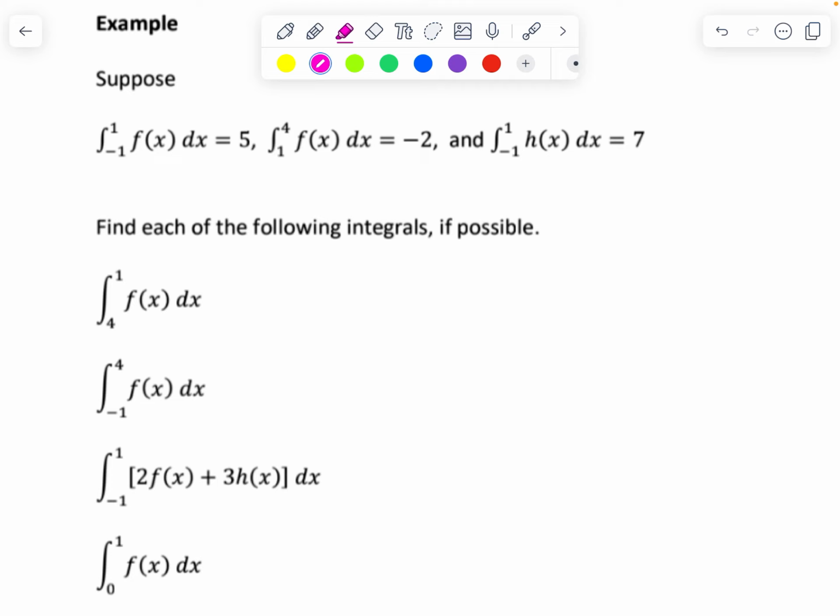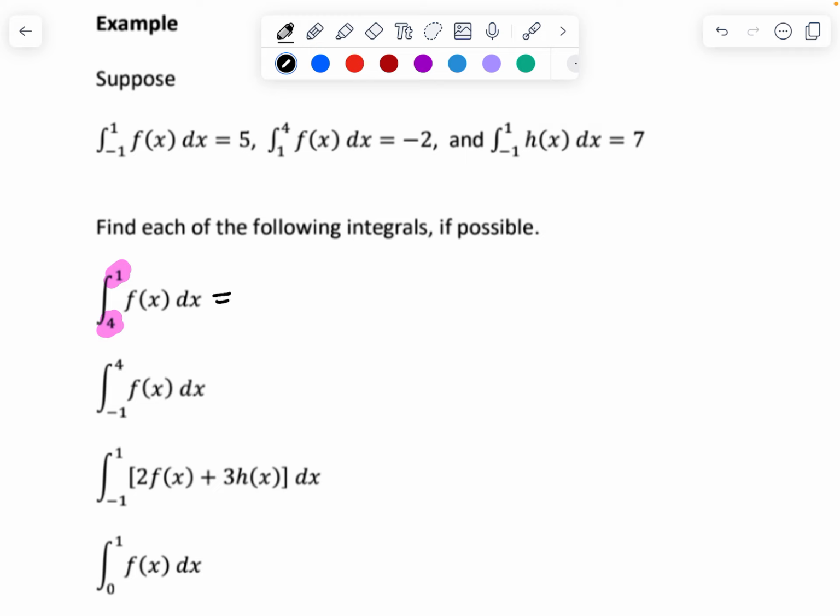So this first one says find each of the following integrals if possible. Also up here, I know that the area from -1 to 1 under f of x is 5, the area from 1 to 4 under f of x is -2, and the area from -1 to 1 of h of x is 7. If you look at this one right away, the first thing that catches my eye is that the higher bound is on the bottom. So I need to flip those.